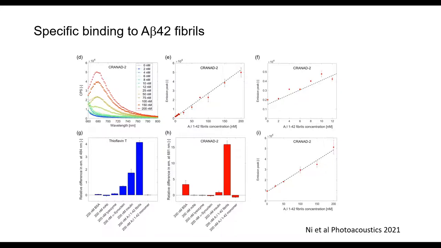The results on this slide show that there is a linear signal increase with the binding between Quinine and the A-beta, and it shows very specific binding only to the fibril form, but not to the monomer form, and rather low non-specific binding to BSA, for example.